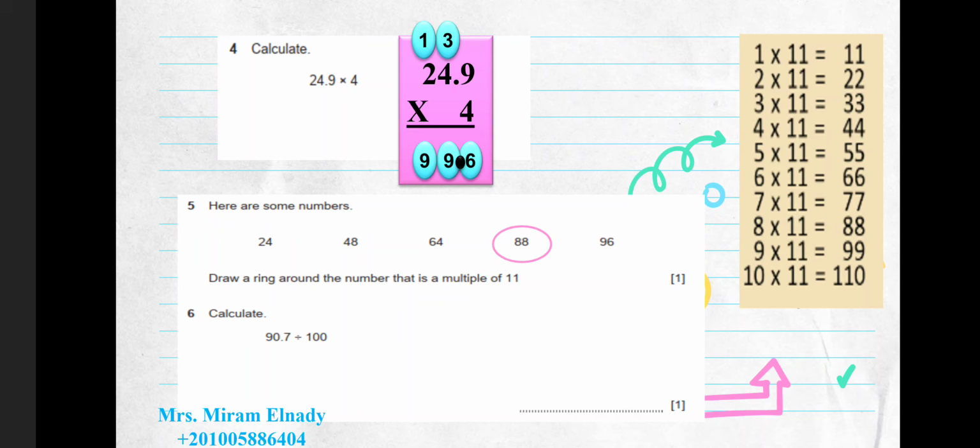Calculate 90.7 divided by 100. Here we have 100, 2 zeros. This means I need to move the decimal point 2 steps, to the right or to the left. Since we are dividing, we will move to the left 2 steps. Here, the decimal point. So the final answer will be 0.907.